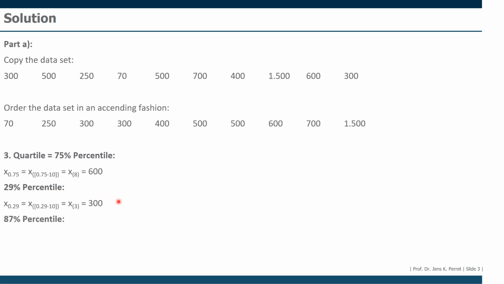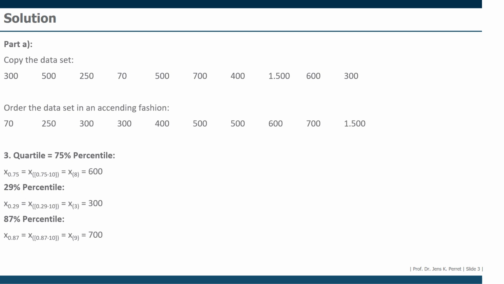And finally, I have the 87th percentile. So I'm working with 0.87 times 10, which is 8.7. Rounded up is 9. And the 9th observation, that's a 700 here. So that was part A.